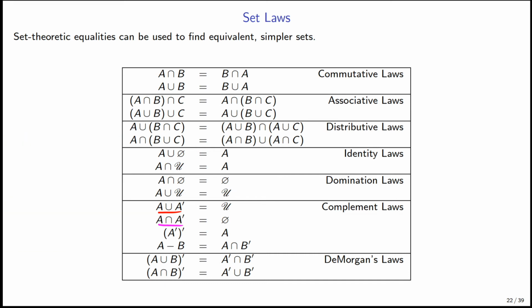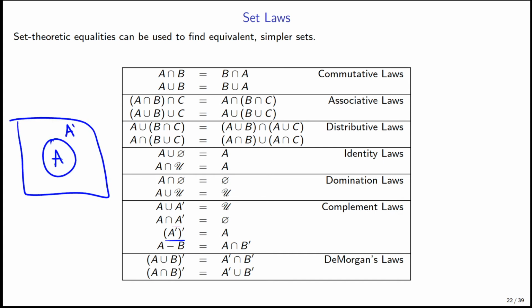Let's take a look at the next one. So this is A complement complement just gives us A back. So what this says is here's A. Now I want everything outside of A, so that's A complement. Now I'm going to take the complement of that. So I want everything that's not in A complement. Well, that's just going to give us everything back in A. So A complement complement is just the same thing as A itself.